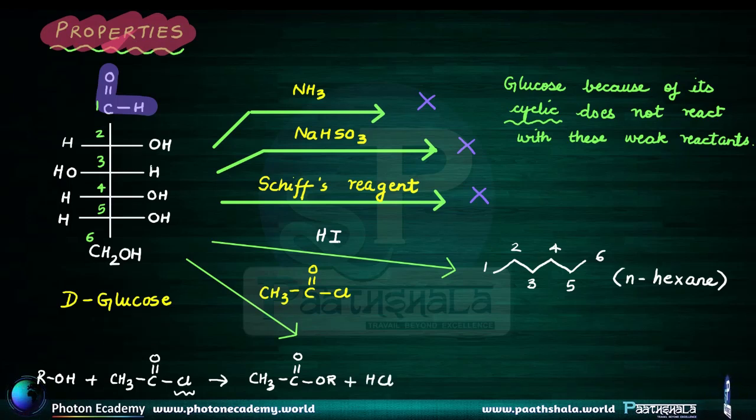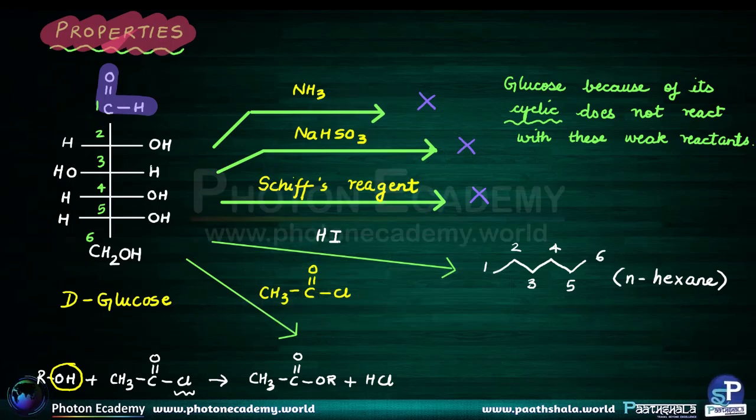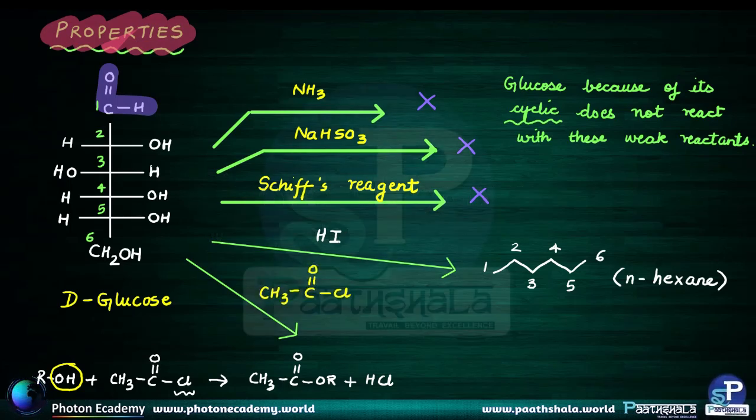So now we can clearly see that the number of OH groups present in an alcohol will be the number of acetyl chloride molecules consumed. When we react this D-glucose with acetyl chloride, we require 5 moles of acetyl chloride. This is what we observe. When we were reacting, we observed that we required 5 moles of this to turn this into the product. And what was the product? The product looks something like this.